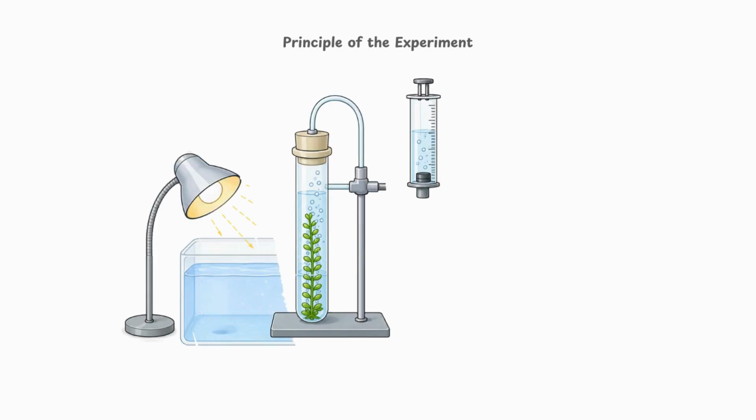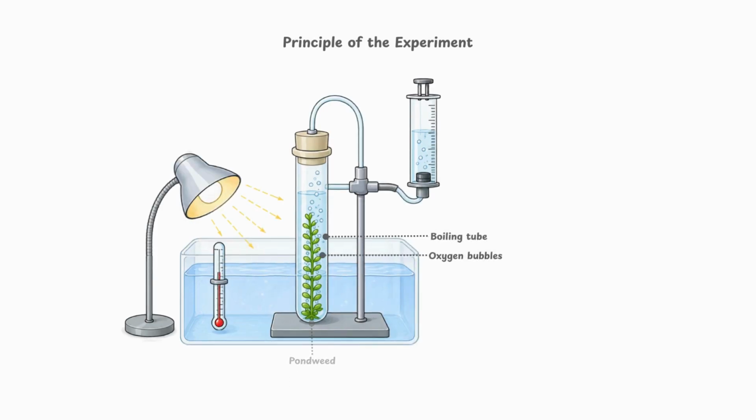The principle of this experiment is simple. During photosynthesis, the pondweed releases oxygen gas. These oxygen bubbles rise from the plant and travel through the tubing into the gas syringe. The gas syringe collects the oxygen produced, so we can measure the volume of oxygen and use it to estimate the rate of photosynthesis.